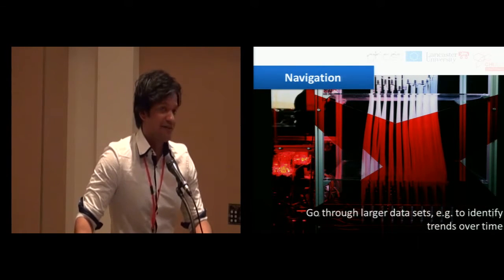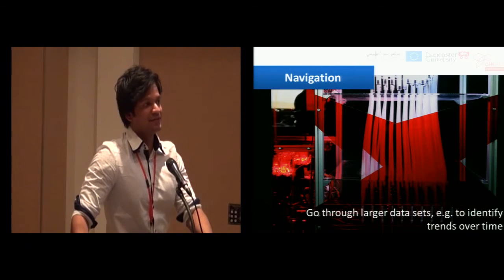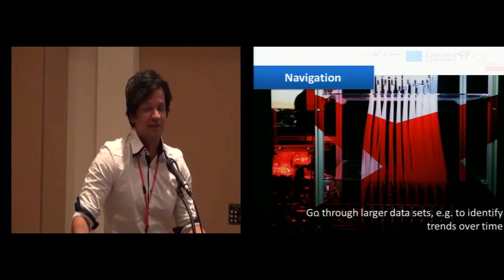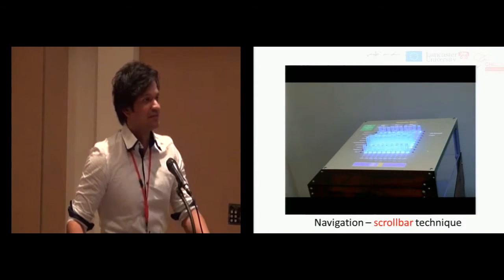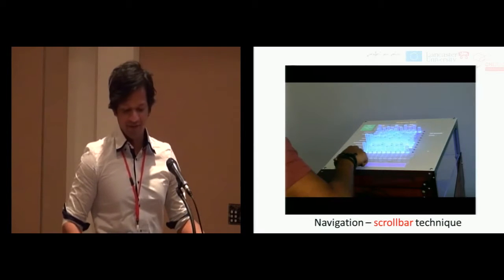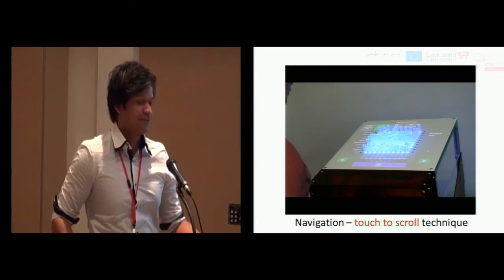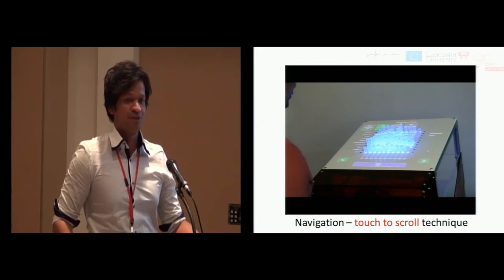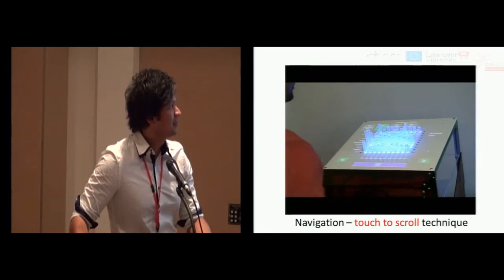Next we look at navigation. Because this is a 10 by 10 interface, what happens if you've got, say, rainfall information for a specific country over a couple of hundred years? How might you want to scroll through? The first technique we looked at was a scroll technique. This was a projected scroll bar which users could use in order to shift through the information.